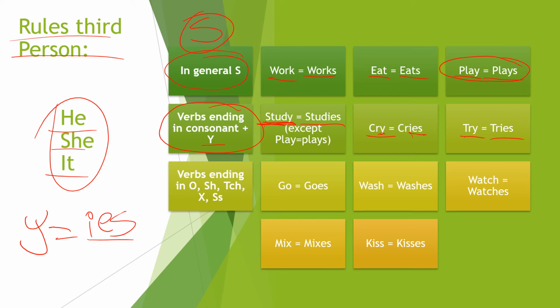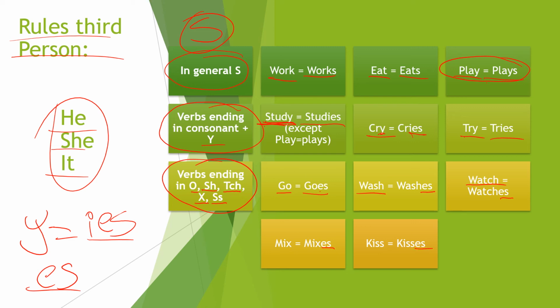The third rule is quite simple actually. Look at this. For verbs ending in O, CH, SH, TCH, X, or SS, what we have to do is just add an extra ES, and that's it. Look at this. Go, goes, extra ES. Wash, washes, extra ES. Watch, watches, extra ES. Mix, mixes, extra ES. And finally, kiss, kisses, extra ES.